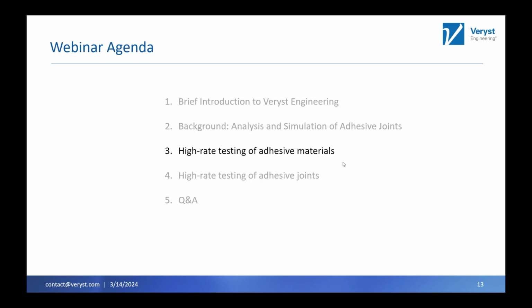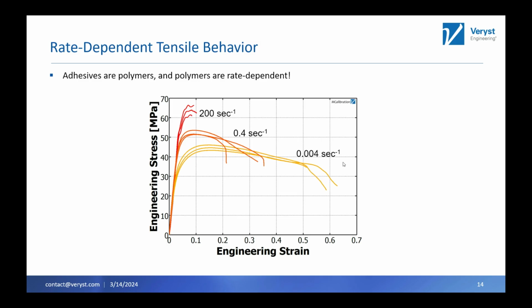Okay, so that's the background for what we're going to talk about later. So let's talk about high rate testing of adhesive materials. This is focused around continuum material models, and how we characterize those adhesive materials at high rates. But first, we're going to talk a little bit about why we need to be concerned about the strain rate when we're doing a mechanical test of an adhesive. And it's because adhesives are polymers, and polymers are rate dependent.